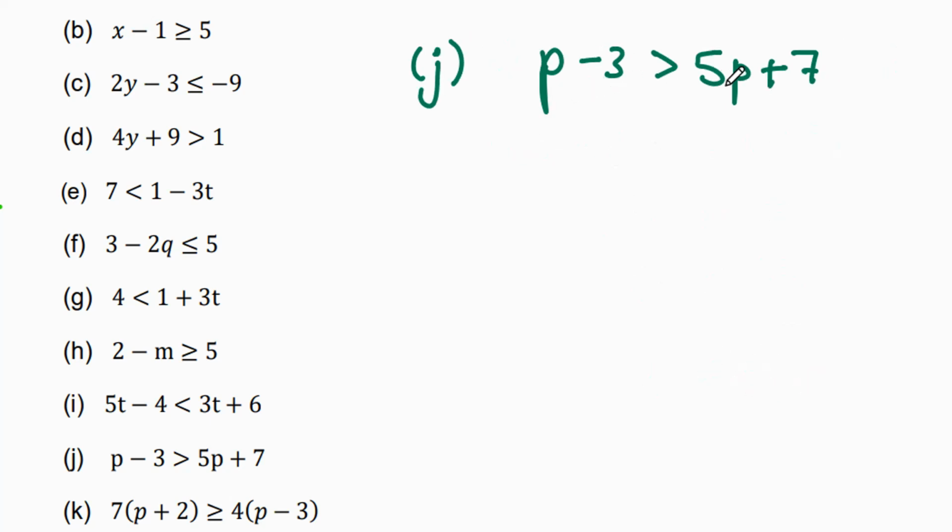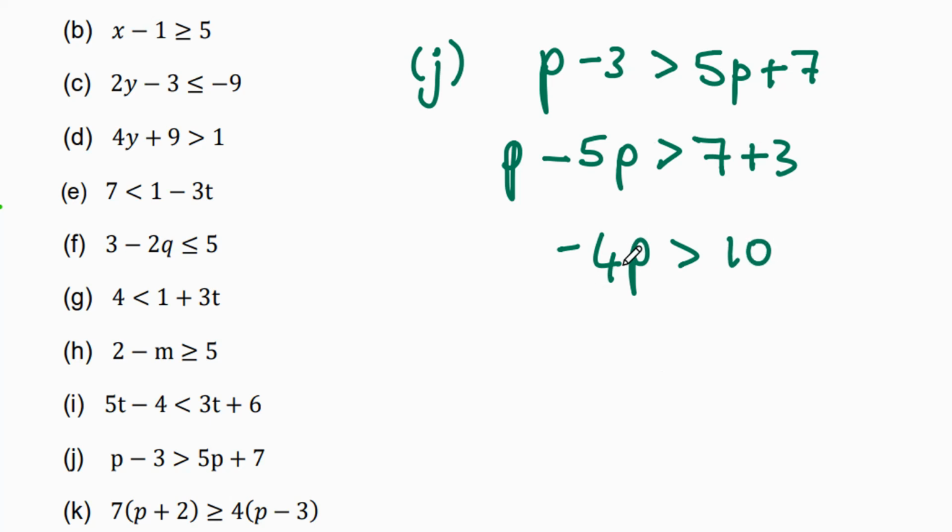We want all the letters to be on the left-hand side, so the 5p we can bring to the left-hand side, and it's going to become negative 5p. At the same time, we can move the negative 3 to the right-hand side, and it becomes positive 3. P minus 5p is negative 4p.